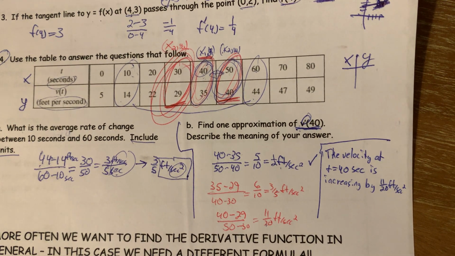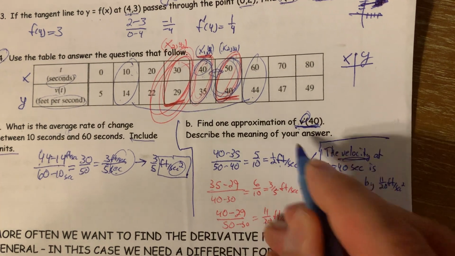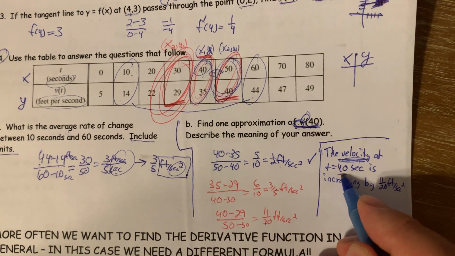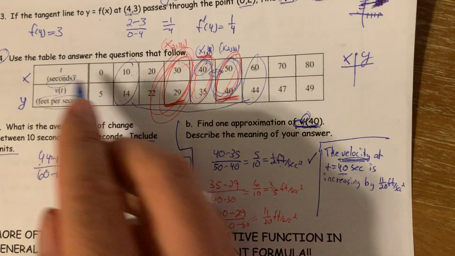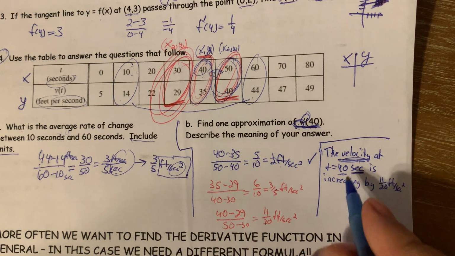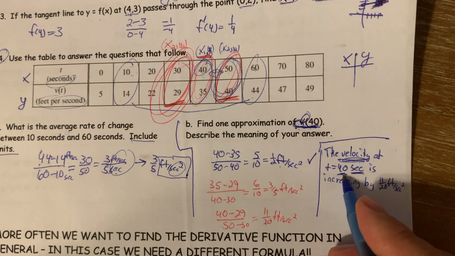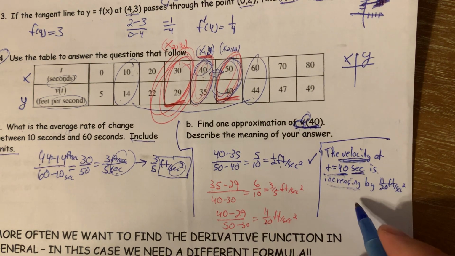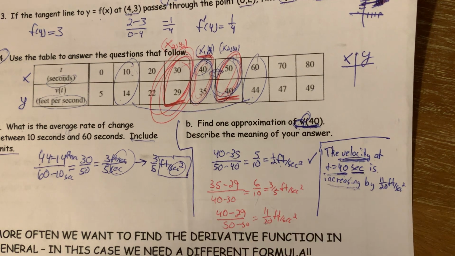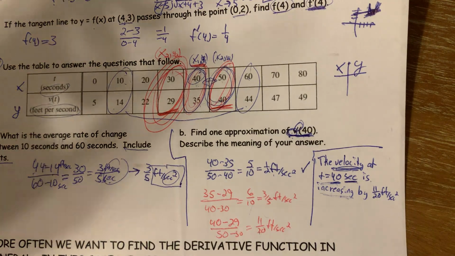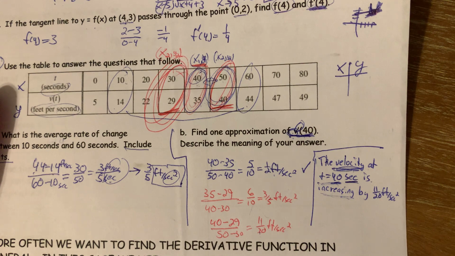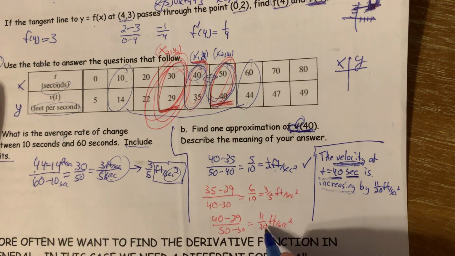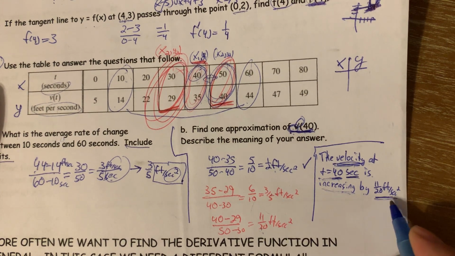So notice there are a few parts here. We need to describe what it is. This v is the velocity. This 40, we need to say what it is. It's the time. It means when the time is 40, and we need the units that go with the 40. So the velocity at time equals 40 seconds, this is required, is increasing. If you put is changing by, you would actually also get credit. The reason I said increasing is because these are positive. It means the velocity was increasing, but if you had put changing by, you would get full credit on the AP exam as well. By, and then we need to say what v prime of 40 was. Well, v prime of 40 was 11/20 feet per second squared.